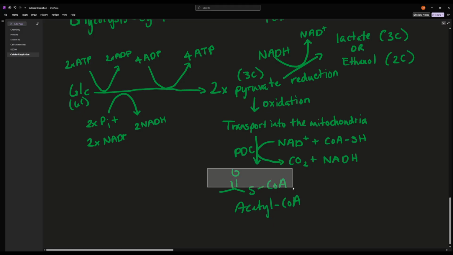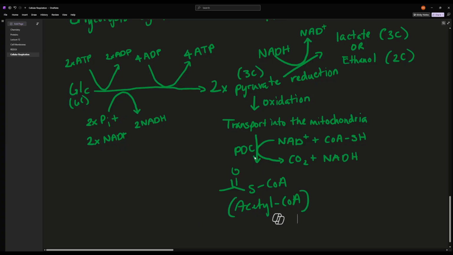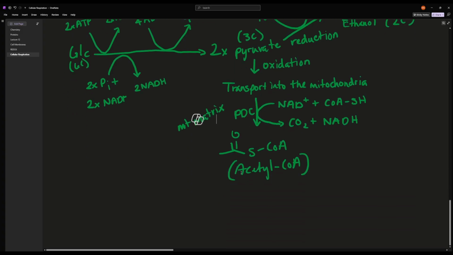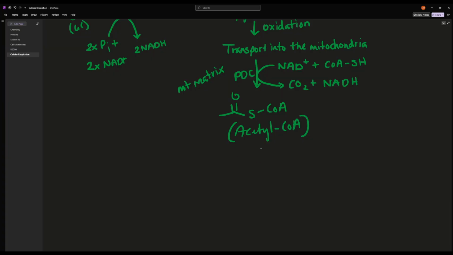I'll put this in parentheses. All right. So this is occurring inside the mitochondrial matrix. Note that mitochondria is often abbreviated MT. And now this acetyl-CoA can enter the Krebs cycle.